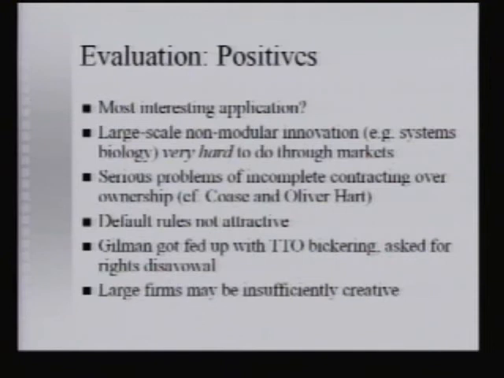What happened in the case of AFCS was that the problems of incomplete contracting became so large that Gilman just got fed up with all the bickering and said, you guys, we just all have to disavow any rights. Not easy to do, as I'll discuss in a moment, to get TTOs to disavow rights entirely, but he claims at least he got so fed up with it and the way that it was impeding what he wanted to do that he decided to ask for rights disavowal.